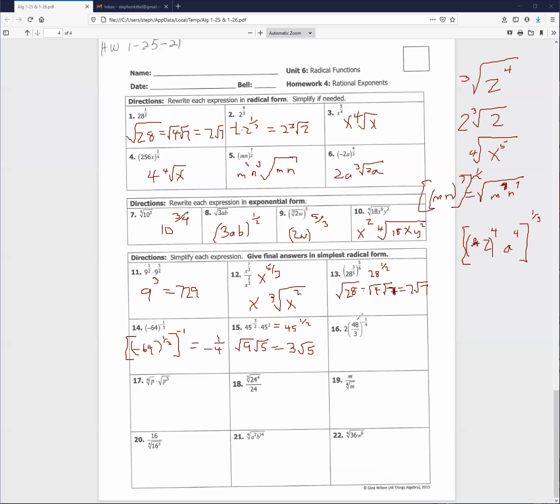2 times 48 over 3 to the -1/4. All right, so 2 times 48 over 3 is 16. Let's just do that. To the -1/4, so we got a 4th root, and we've got a 1 over. All right, what is the 4th root of 16? 2, 4, 8, 16. Hey, that works out. So it's 2 times 1/2, because this 2 is not in the bottom.